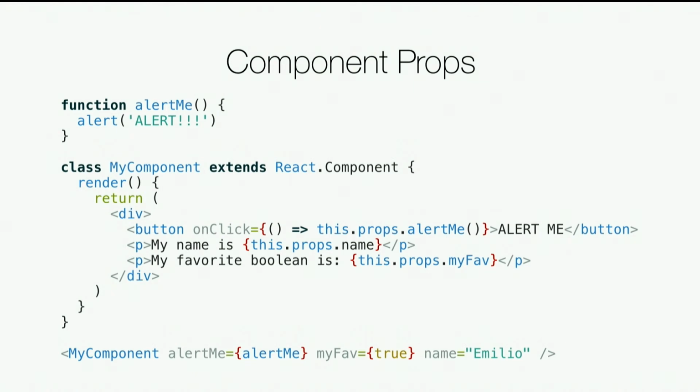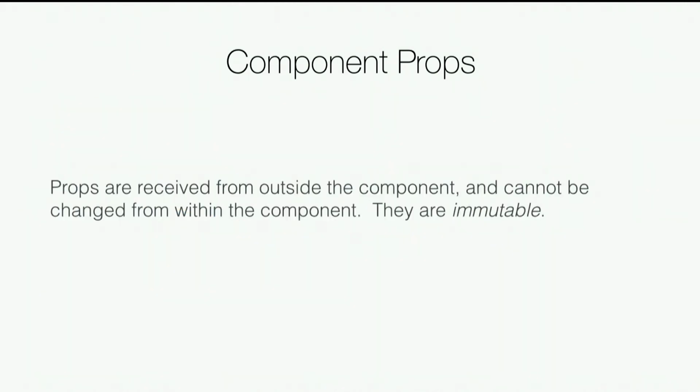So I remember when I was first starting to learn React, I was like, I don't understand why sometimes you have the curly braces and sometimes you don't, but that's the difference. So the important thing to understand about props is they are received from outside the component, so it's something that gets passed in, and then it cannot be changed by the component itself, so they're immutable.